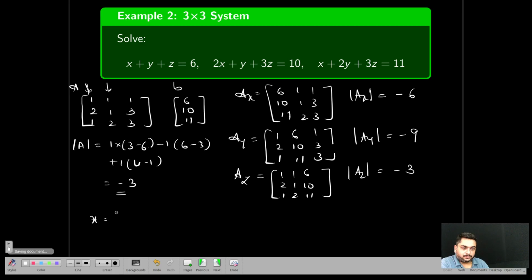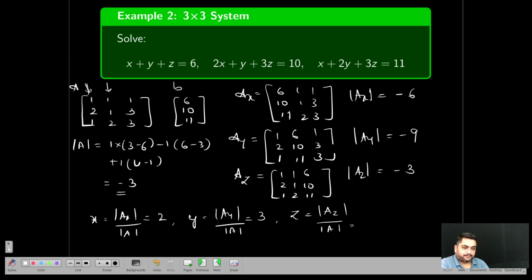So X equal to determinant of Ax divided by determinant of A. So this will be 2. Y equal to determinant of Ay divided by determinant of A. So that is 3. Then Z equal to determinant of Az divided by determinant of A. So this will be 1. So that is the answer.